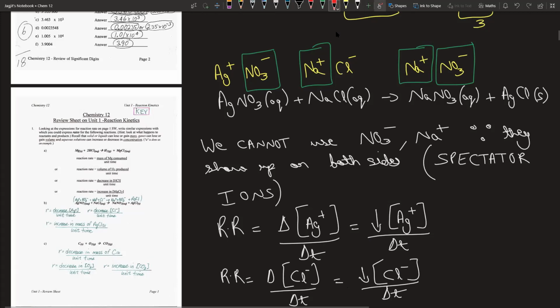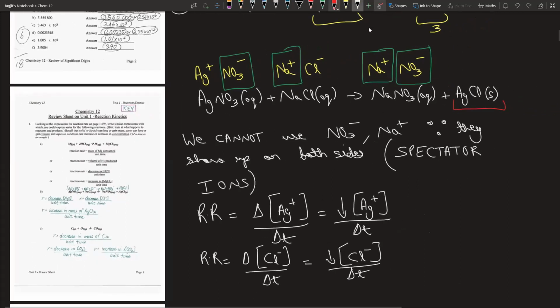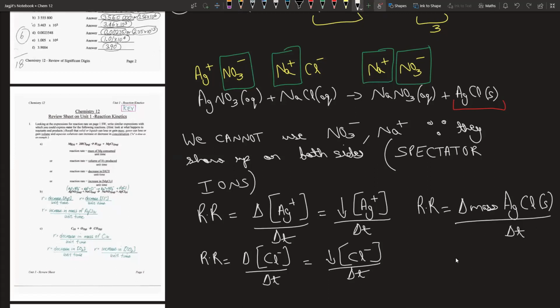There's one other thing you can use. Look at this guy, AgCl solid. You see it's a solid? When it comes to solid, what do you think about? Mass. So we can also use change in mass of AgCl solid over change in time. To be more specific, because it's a product, it will be increase in mass of AgCl solid over change in time. Does that make sense? Okay, so be careful.